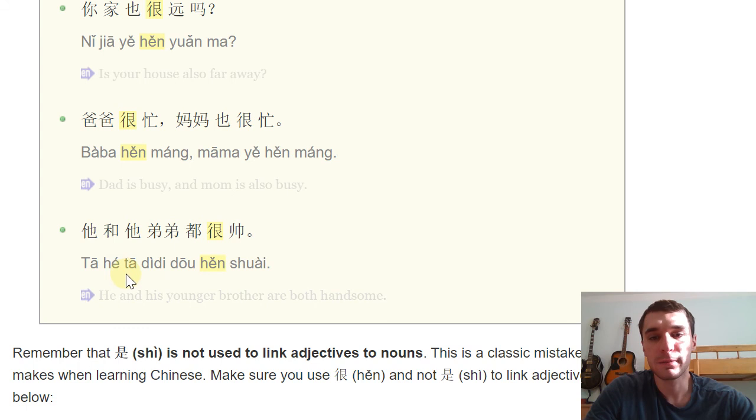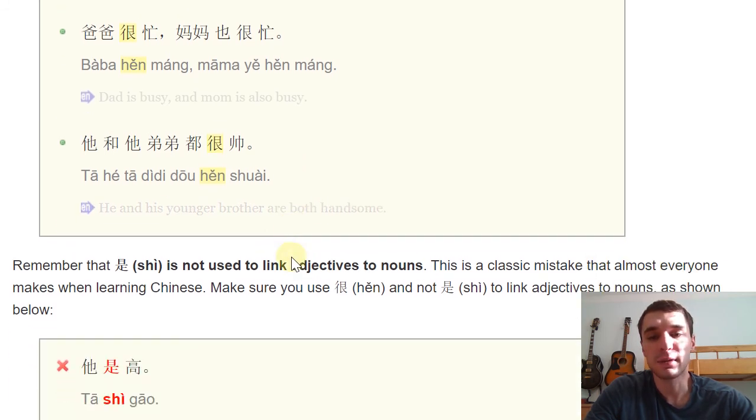他和他弟弟都很帅. He and his 弟弟, younger brother, 都 means both, 很帅. So he and his younger brother are both handsome. That's how we connect nouns and adjectives.